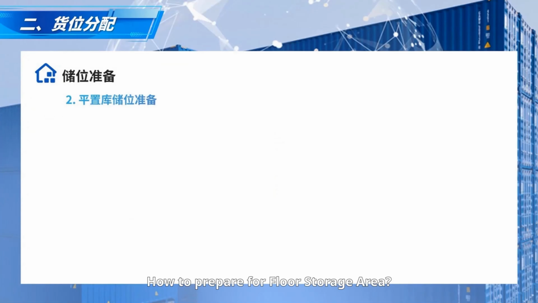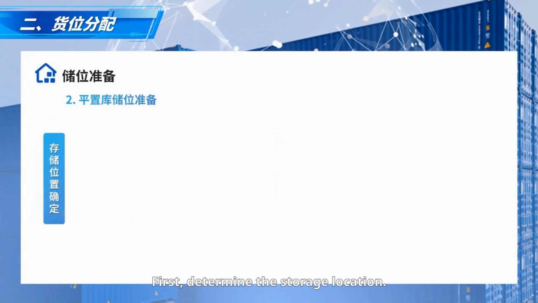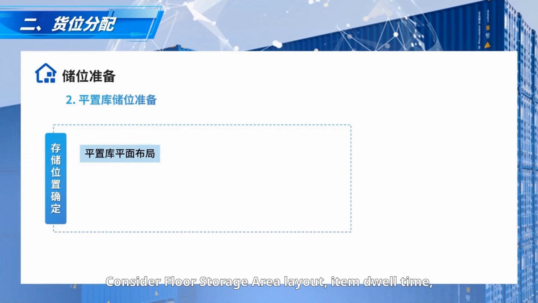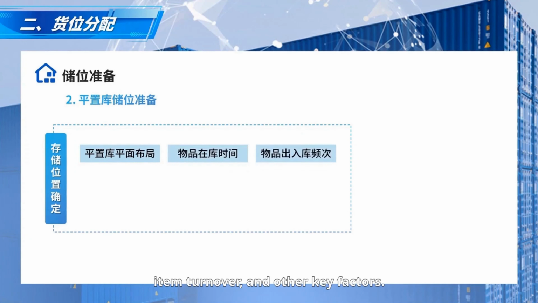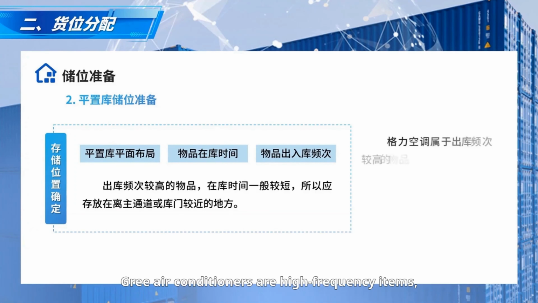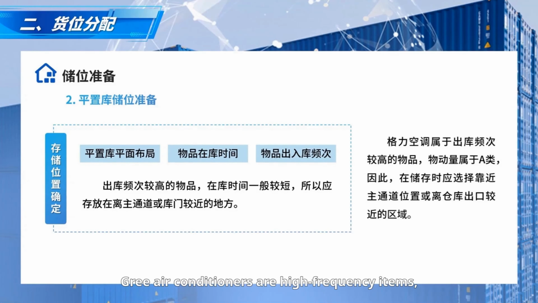How to prepare for the floor storage area. First, determine the storage location. Consider floor storage area layout, item dwell time, item turnover, and other key factors. High-frequency outbound items have short dwell times. Store them near main aisles or near the warehouse exit. GREE air conditioners are high-frequency, Class A items, so store them near main aisles or near the warehouse exit.